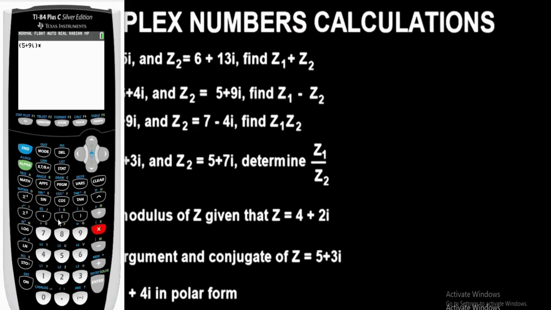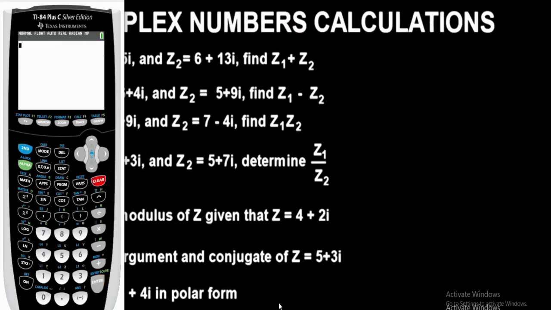So times, the next one is 7 minus 4i. Second and this button. That's it. Close the bracket. Now let's press enter to get the output. We have 71 plus 43i. So that's it for question 3. Let's clear this and solve the next one.